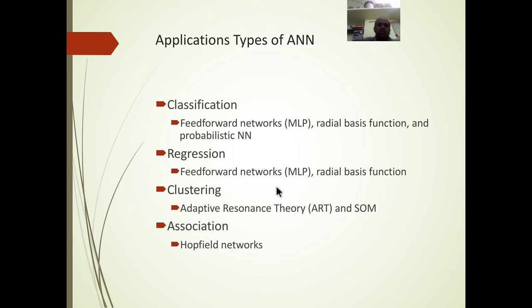So these are different application types of artificial neural networks. Classification we can do, regression we can do, clustering we can do, and association we can do.